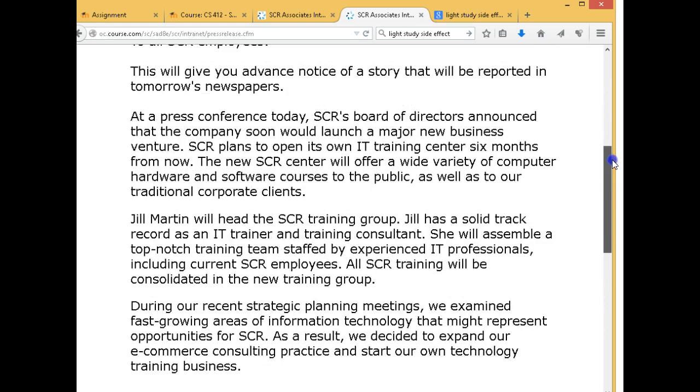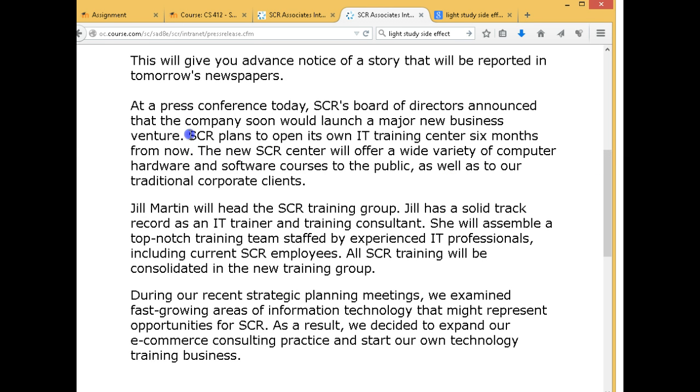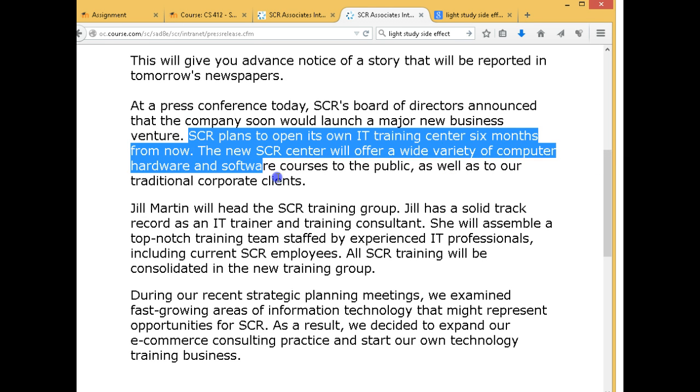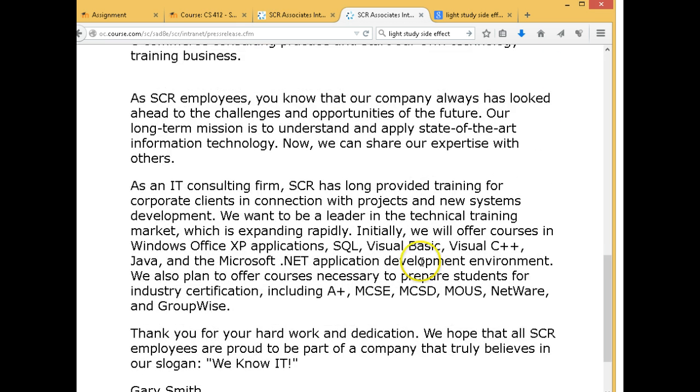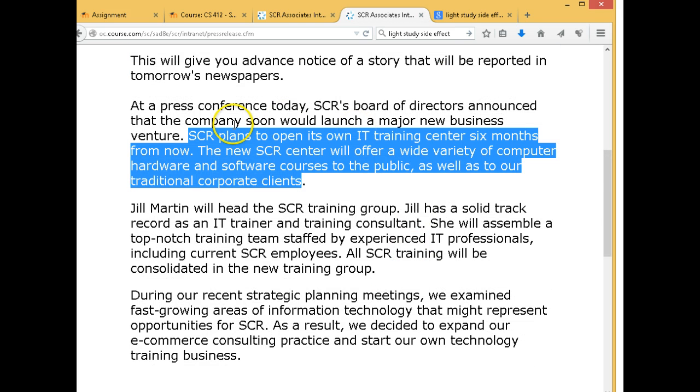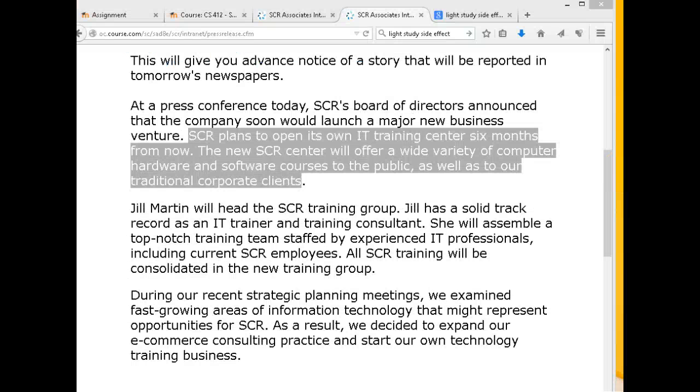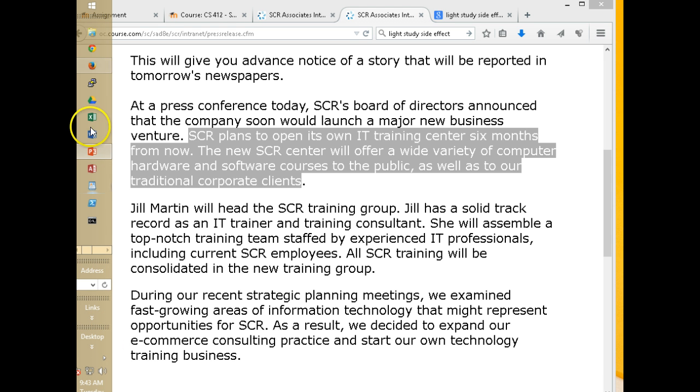Looking through that press release. The training center, wide variety of courses, but then later on gets into the details of the courses. So I would say from here, let's come up with a scope from there. Let's see, how do I get to, let's see, I'm going to go onto there. Let's bring up Notepad.